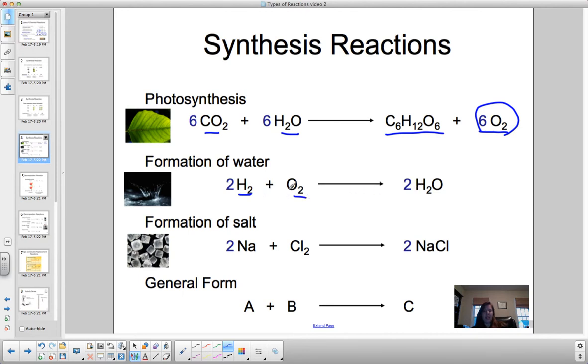Here's an example of water, noticing how two elements are building up to make water. So we take some hydrogen gas and some oxygen gas and we make water. Formation of salt, Na plus Cl yields 2 NaCl. So one more time, your general form is A plus B yields AB. Synthesis reactions, the first type.